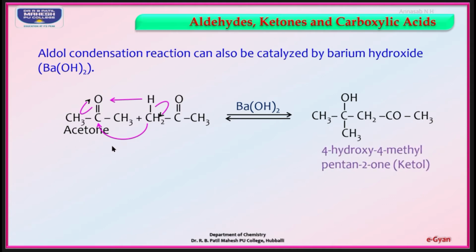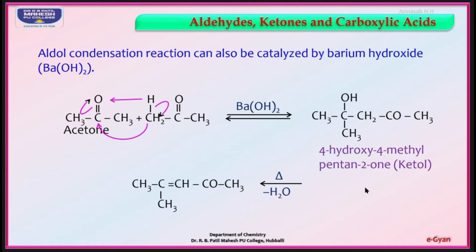The ketol name is 4-hydroxy-4-methyl pentane-2-one, which on heating liberates a water molecule, the hydrogen atom of the alpha carbon atom and the hydroxyl group of the beta carbon atom, leading to the formation of the final aldol condensation product, that is, an alpha beta unsaturated carbonyl compound. The name of the compound is 4-methyl pent-3-ene-2-one.